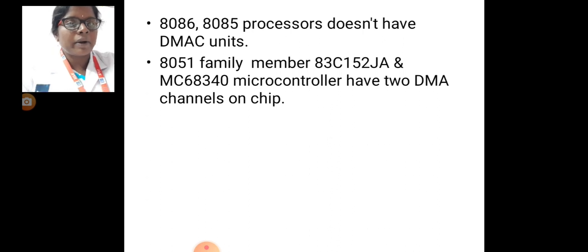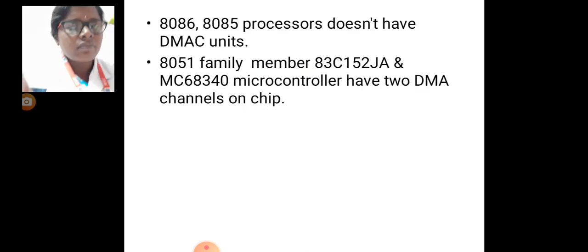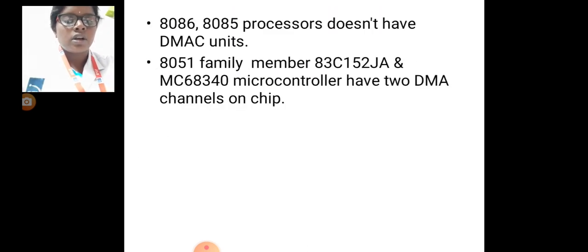In controllers only we can see the DMAC units, that is the 8051 family members like 83C152J and the MC68340 microcontroller, which have two DMA channels on chip. Okay, these are all the examples for microprocessor and microcontroller units.